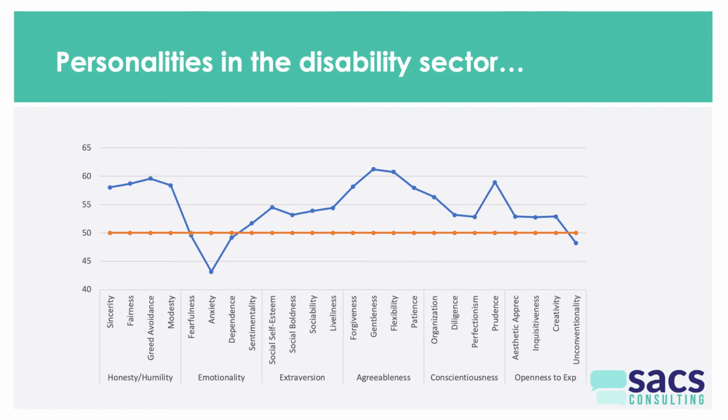Then we look at emotionality, and what we see is that the emotionality scores in general, these three, fearfulness, dependence, and sentimentality, are almost exactly population average.